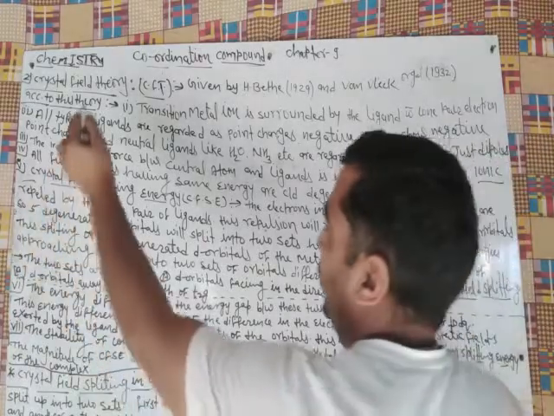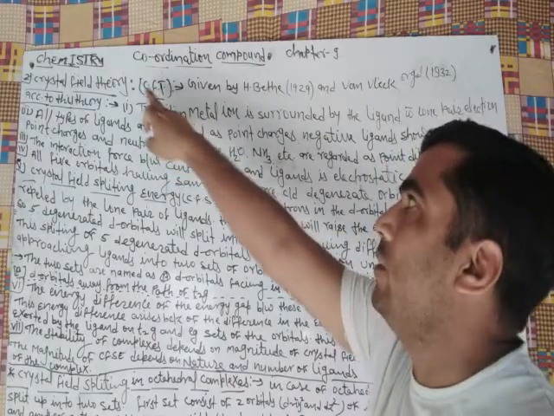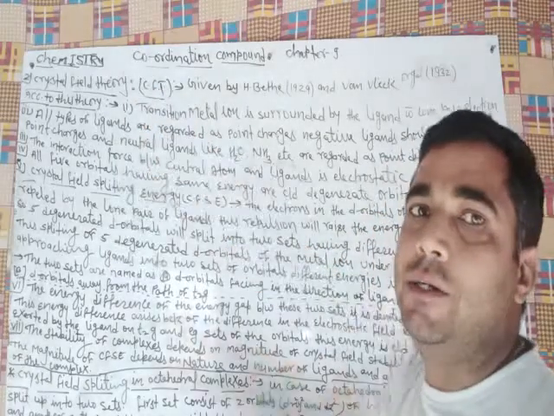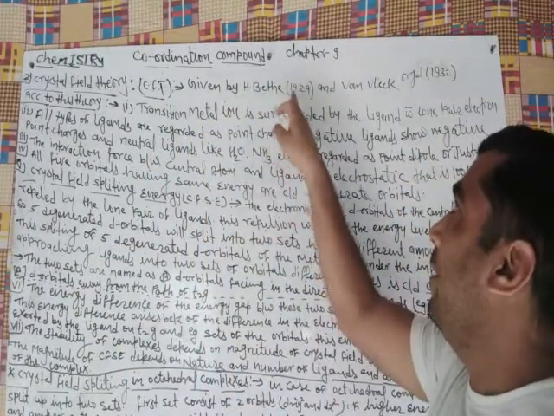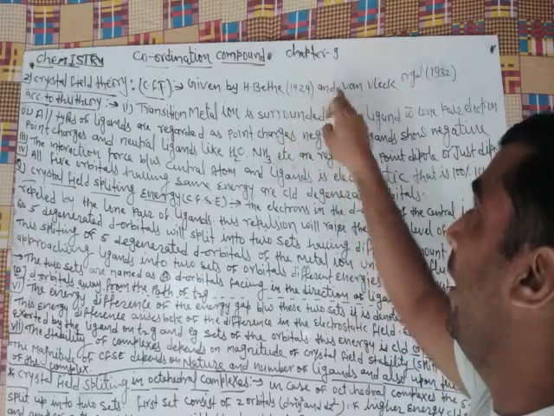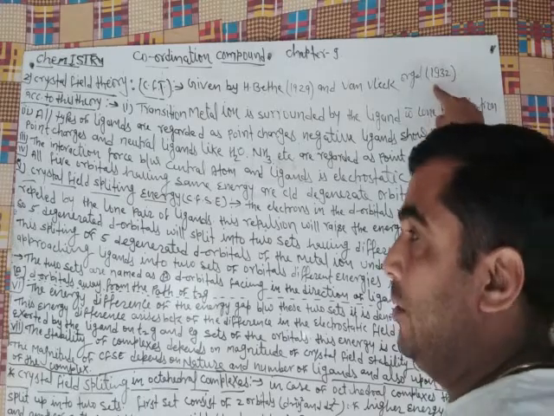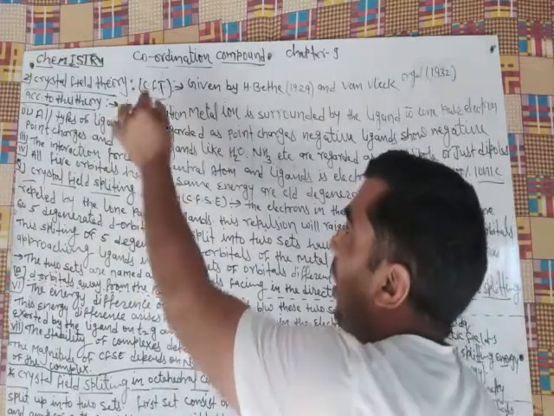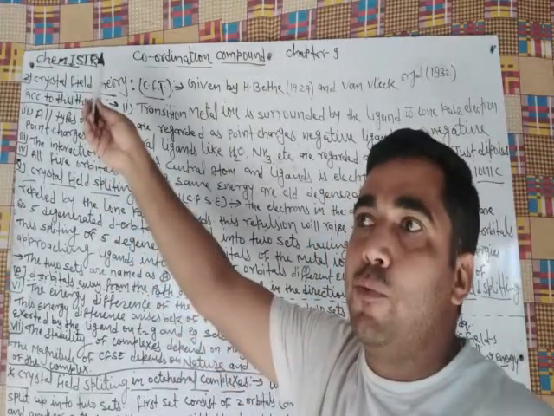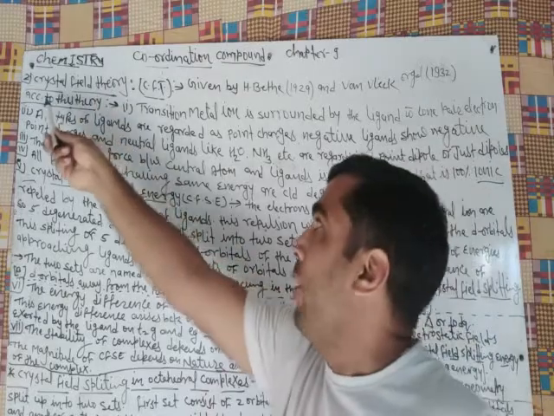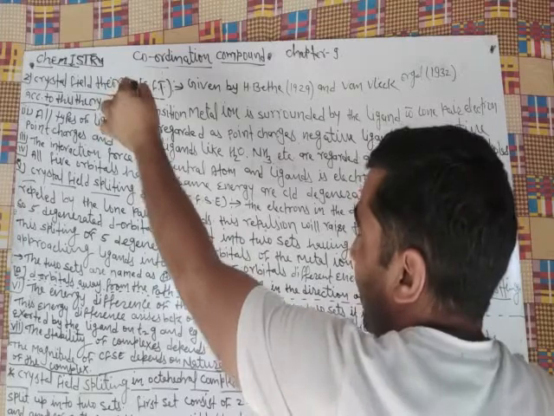Next, second theory: crystal field theory, represented by CFT. This theory was given by H. Bethe in 1929 and Van Vleck and Orgel in 1932. This theory was given when valence bond theory failed. According to this theory, it postulates the following.